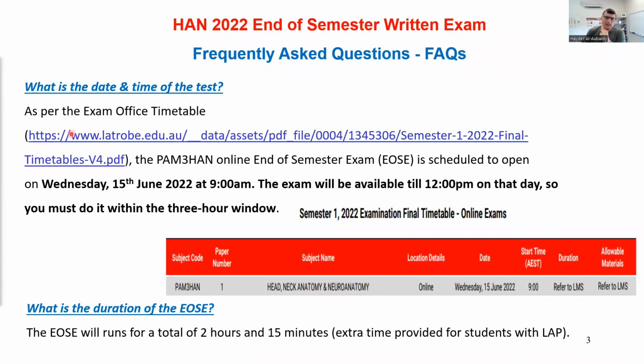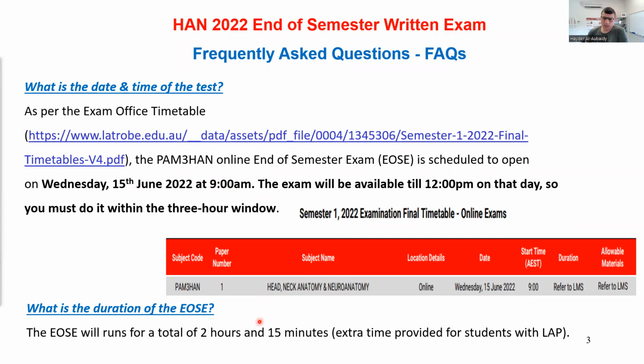For the date and time of the test, you should receive a link for the end of semester exam for semester 1. If you haven't accessed the link yet, there is a link here. The PAN exam is scheduled for Wednesday, 15th of June. The exam will be open from 9 o'clock all the way to 12 o'clock. The duration of the exam is 2 hours plus 15 minutes, so it will be open within a 3 hour window.